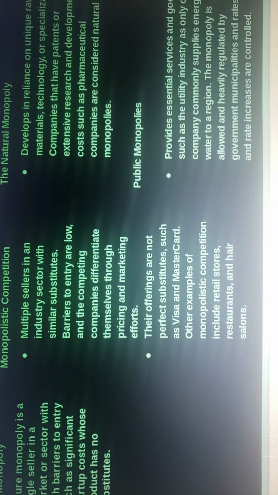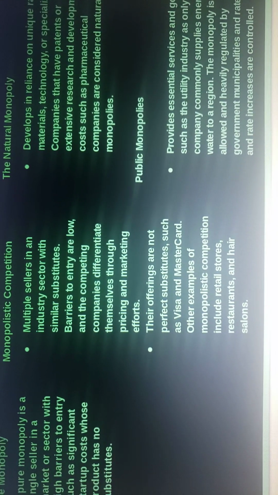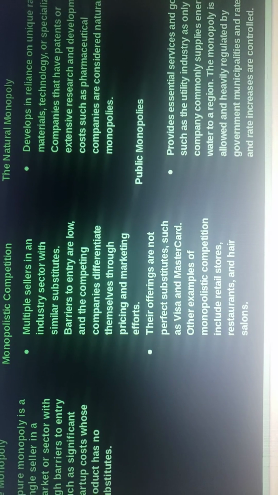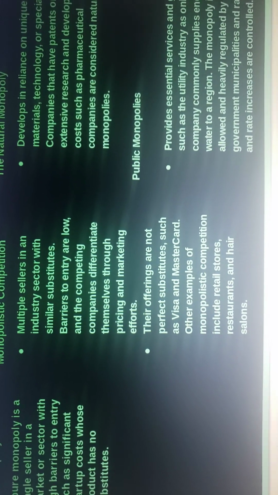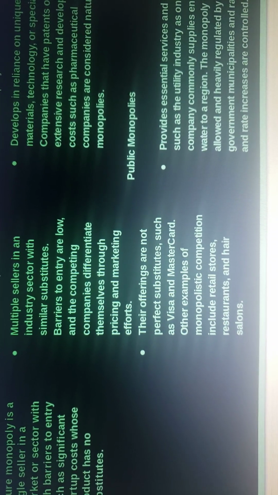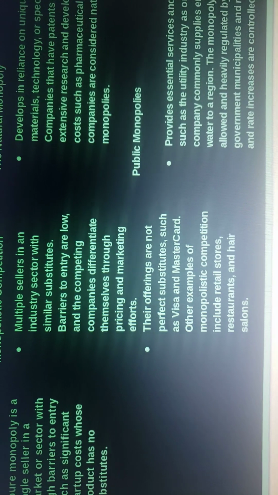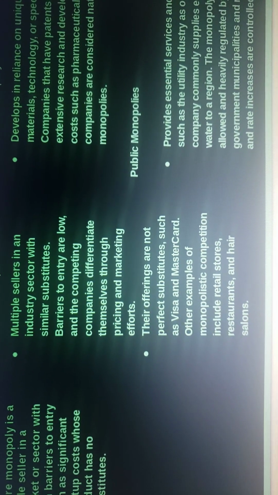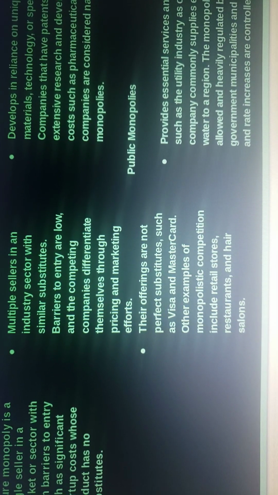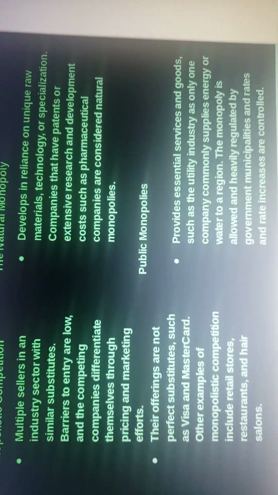That's multiple sellers in an industry sector with similar substitutes. Barriers to entry are low, and the competing companies differentiate themselves through pricing and marketing efforts. So their offerings are not perfect substitutes, such as a Visa or a MasterCard. Other examples of monopolistic competition include retail stores, restaurants, and hair salons.